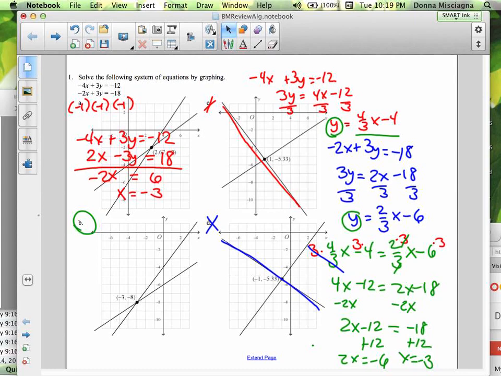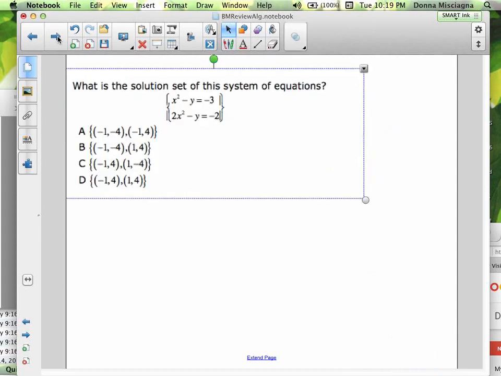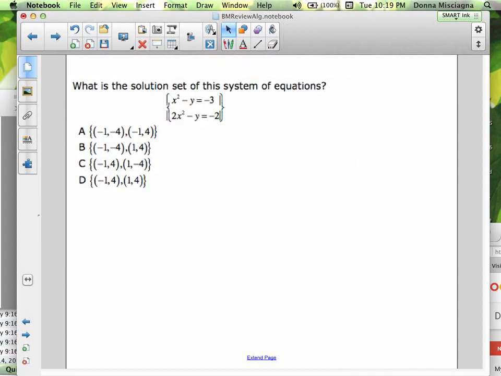This one took us a little longer than I thought it would, but maybe this one will take us less time. So the rest of these we're going to solve using substitution. We'll always use substitution or graphing when we have any nonlinear equations, and we're not going to graph these. The rest of these are algebraic.